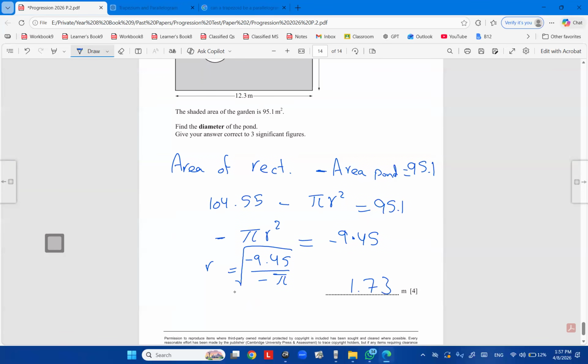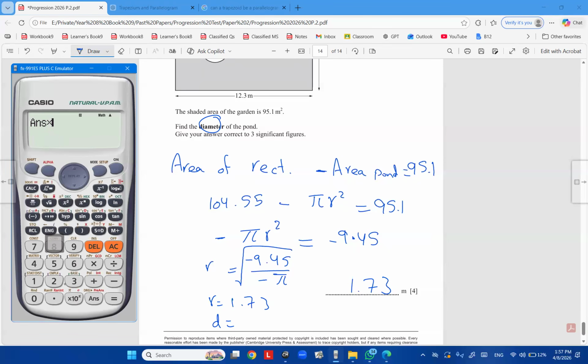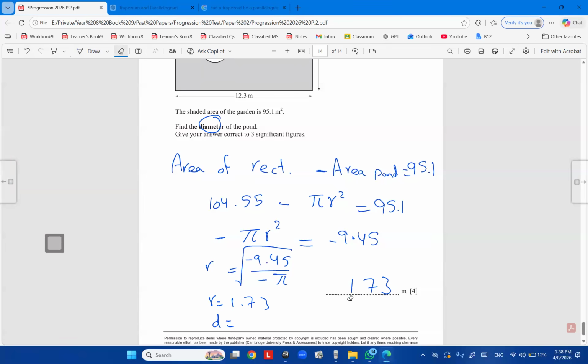This is the radius. If you leave it this way, unfortunately, you're going to take only 3 marks. Why? Because the radius is 1.73. They requested the diameter, so you need to double it to find the diameter. Let's double it from the calculator. 3.46, rounding it to 3 significant figures, is going to give you 3.47. So 3.47.